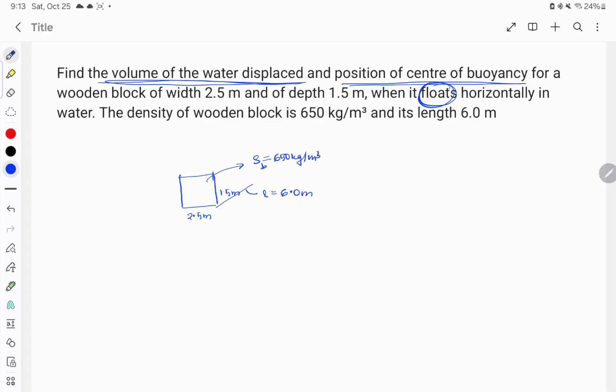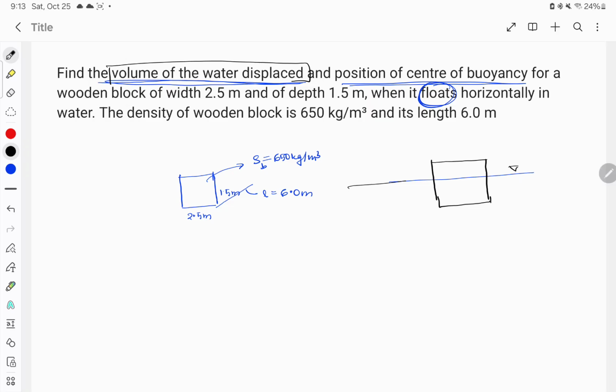So why am I saying that this floating part is important? If I draw it like this, then it is called floating. If I draw it somewhere inside the fluid, then it is called submerged. That's why they have asked you to calculate the volume of the water displaced. Otherwise, if the block were inside the fluid, the volume of water displaced would have been the volume of this block only.